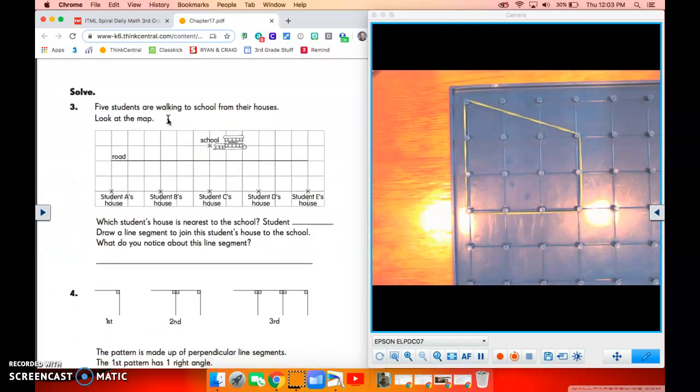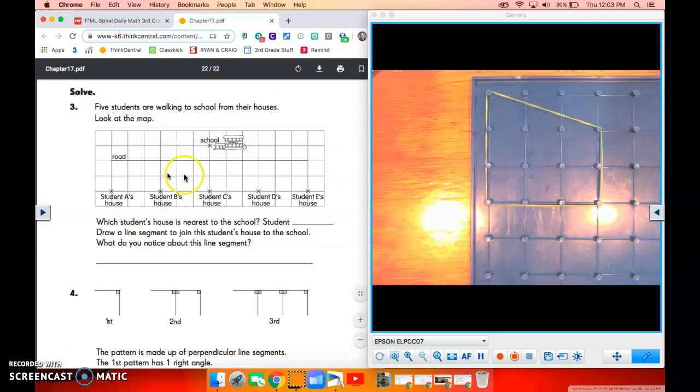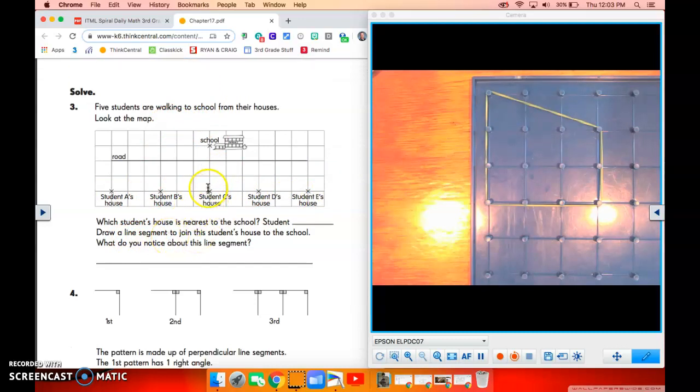All right, number 3. 5 students are walking to school from their houses. Look at the map. Here's our road, and these are the different students' houses. Which student's house is nearest to the school? That would be student C. Go straight up and down, you're closest. You're 1, 2, 3 pieces away from it. Draw a line segment to join the student's house to the school. What do you notice about this line segment? It is a straight line, it is 1, 2, 3 sections long, and it's also perpendicular to the road.